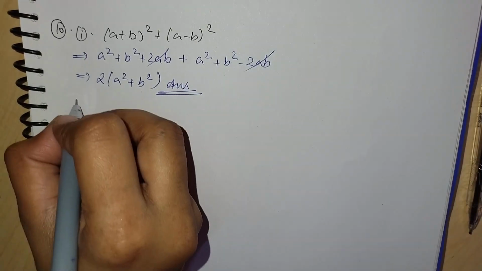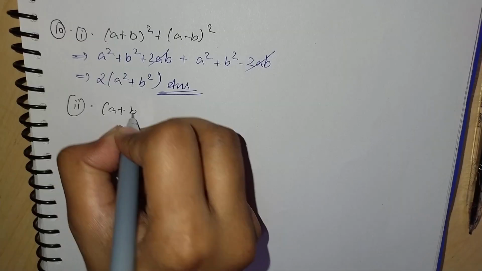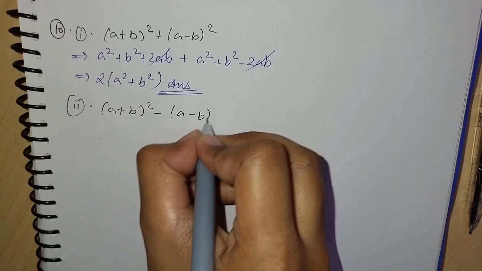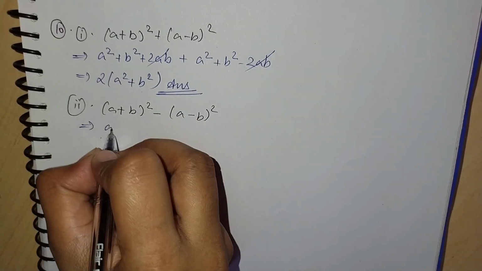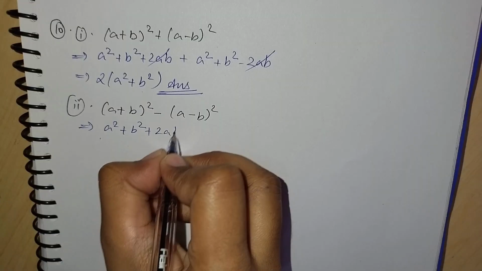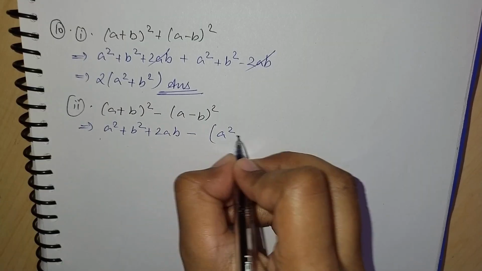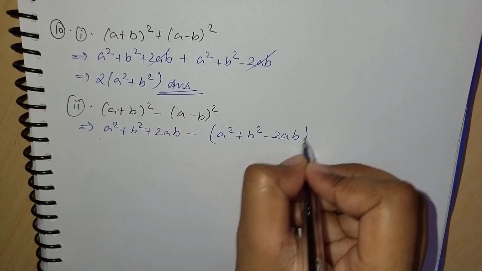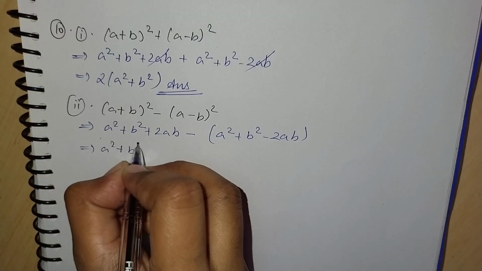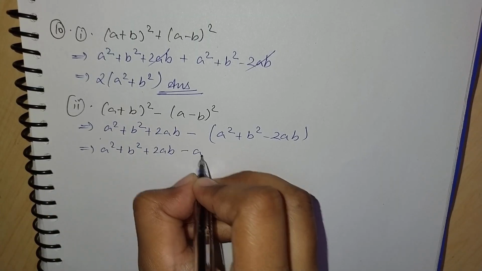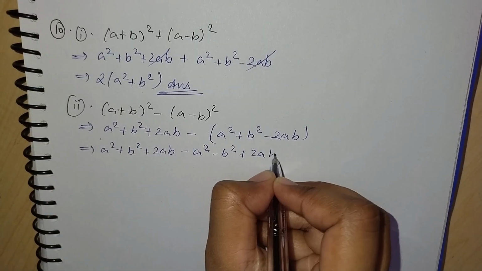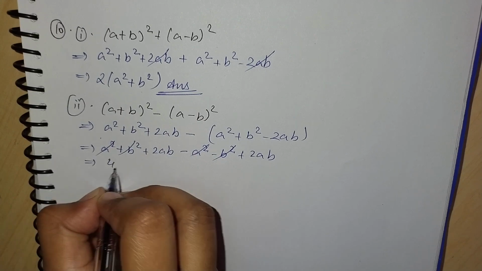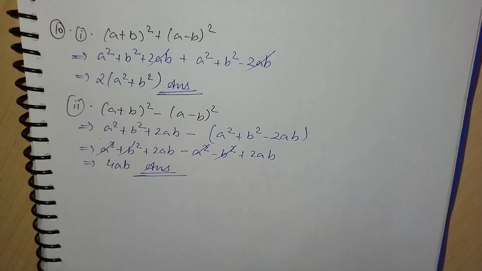Now the second part of this is (a + b)² - (a - b)². So on solving this, we will get a² + b² + 2ab - (a² + b² - 2ab), equal to a² + b² + 2ab - a² - b² + 2ab. Let us cancel out this whole thing. We will get 4ab as the answer here in this question.